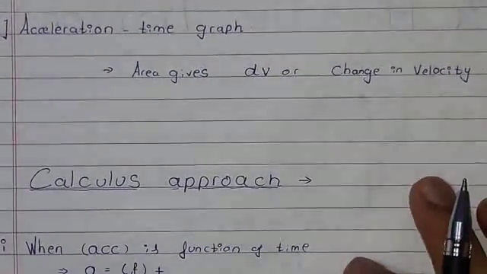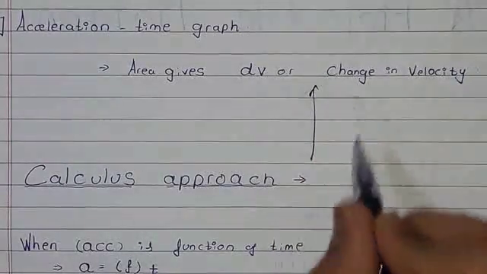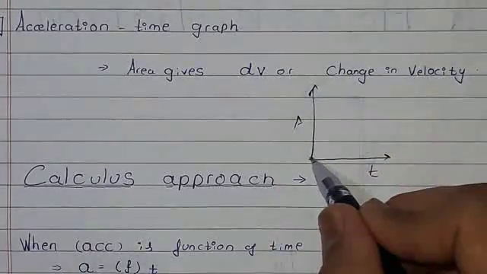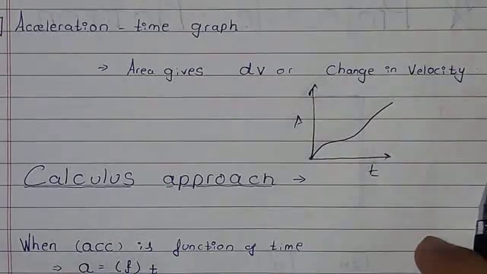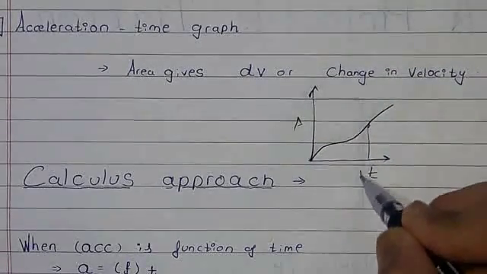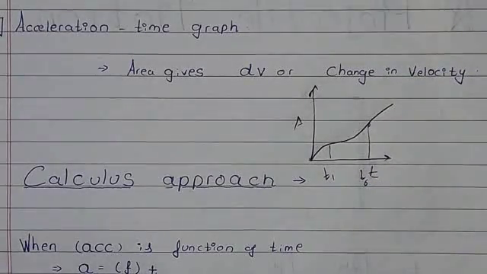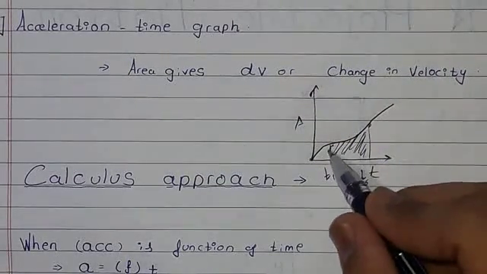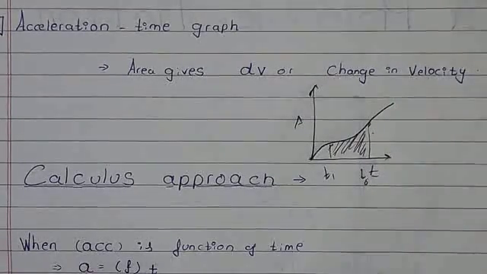Now let's get on to our next thing, that is the acceleration time graph. Now let the acceleration time graph be like this. This is time, this is acceleration. Let the acceleration be varying like this, any other shape. Then the area will give dv, or change in velocity. Like in this, this is t0 and this is t1. Then this area would give us the change in velocity from this point to this point. Alright guys, so this is the acceleration time graph.